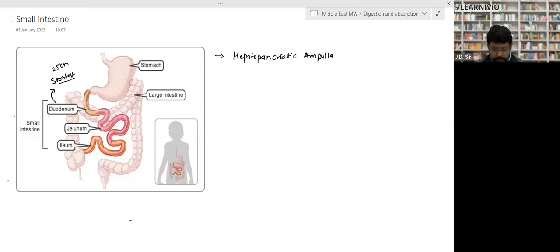Jejunum is the middle part of the small intestine, and it is about 2.5 meter long.